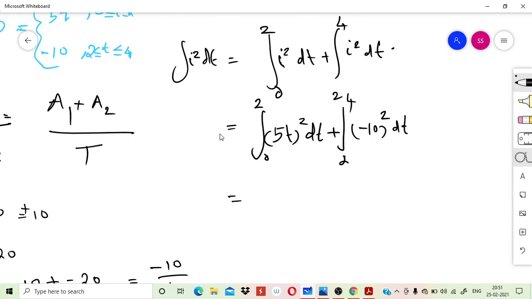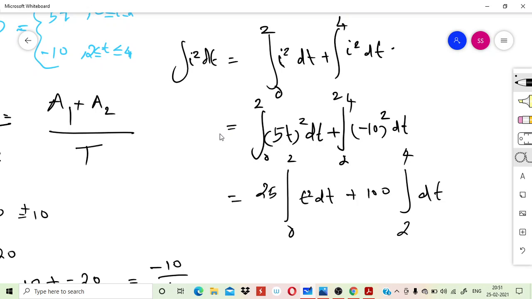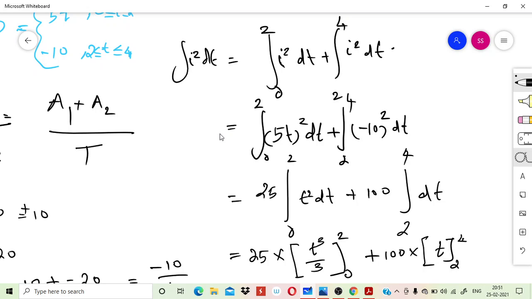I will get 25 integral 0 to 2 t square dt plus 100 integral 2 to 4 dt. That will be equal to 25 into the integral of t square dt, which is t cube by 3, from 0 to 2, plus 100 into t from 2 to 4.